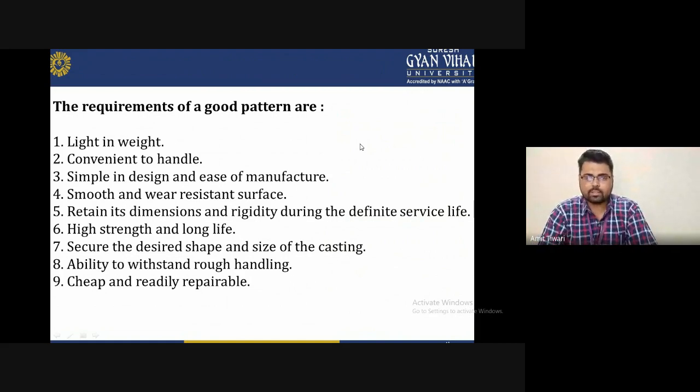Second is convenient to handle. Obviously, if the pattern is lightweight, it will be convenient to handle. Third point, it is simple in design and easy to fabricate and manufacture.